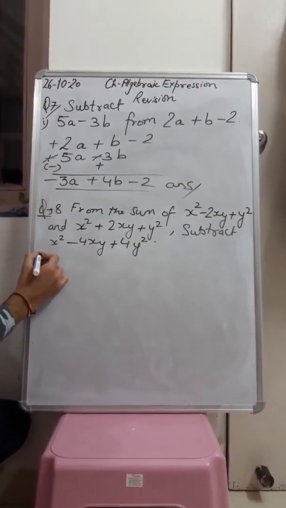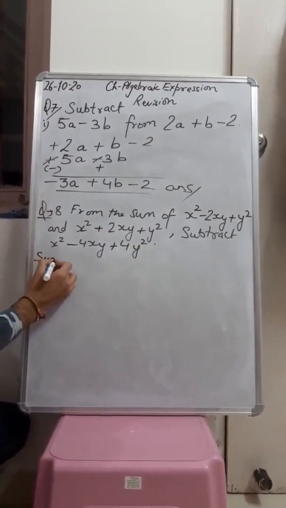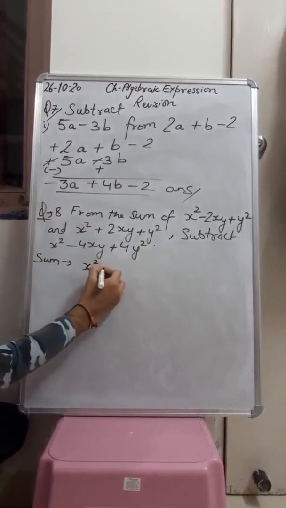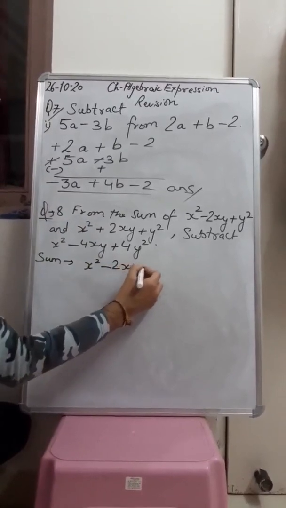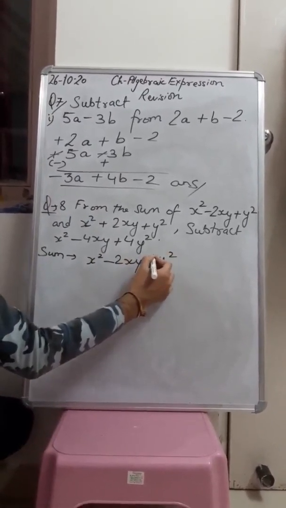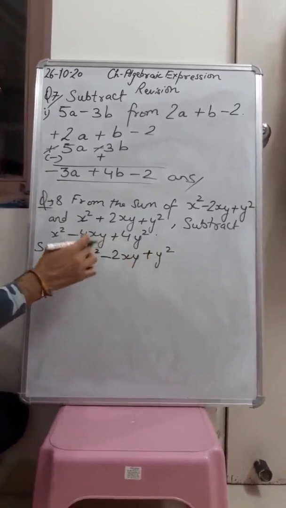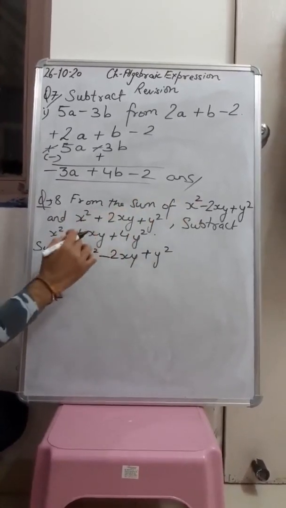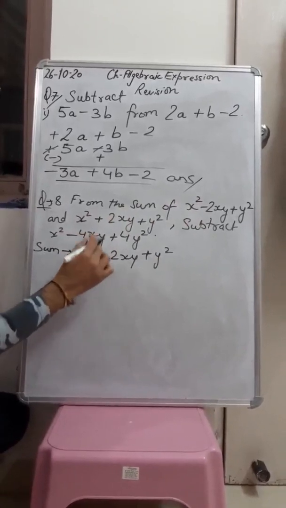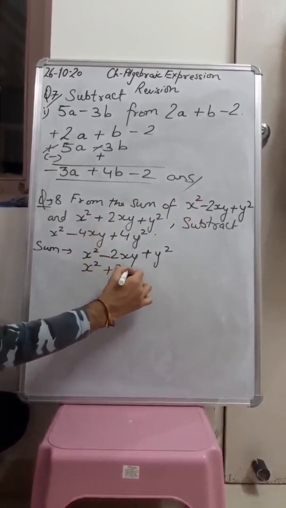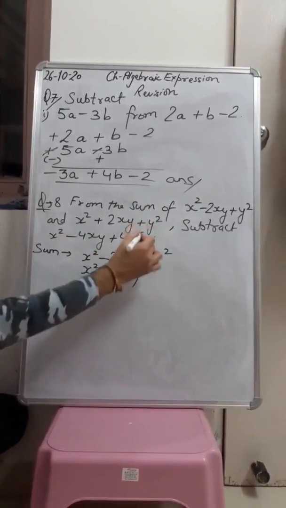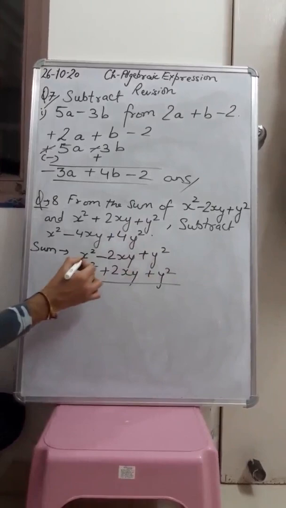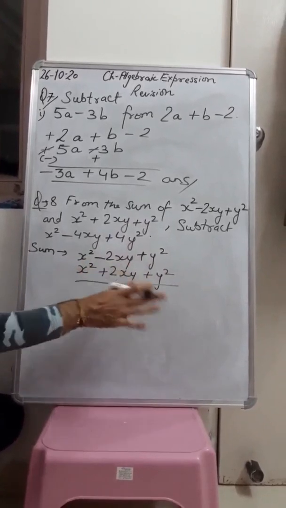So that means first we have to find the sum of the first two, and the first two are x square minus 2xy plus y square, and x square plus 2xy plus y square. While adding, the like terms should come under like terms. That means x square will come under x square, 2xy will come under xy, and y square will come under y square. So in addition we don't have to change any sign.